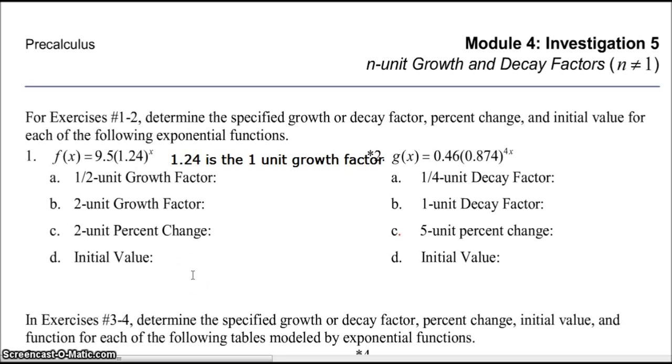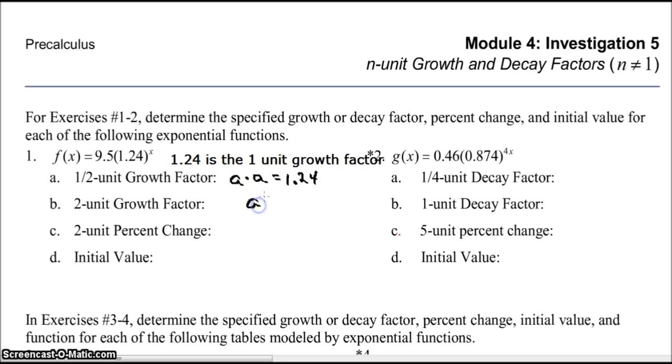Now for the half unit growth factor, well, a half is half of 1, so we're going to need to multiply 2 of the 1/2 unit growth factors together to get a 1 unit growth factor. Since this is in part A, I'm just going to say that the 1/2 unit growth factor is A, so we know that A times A will equal the 1 unit growth factor, which is 1.24.